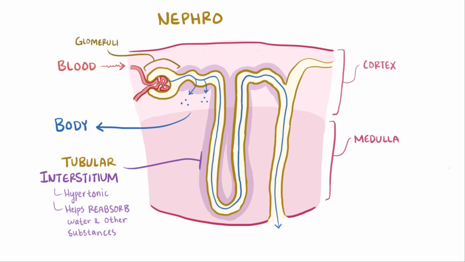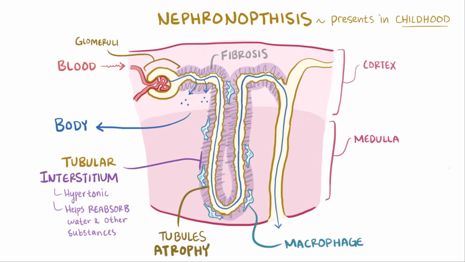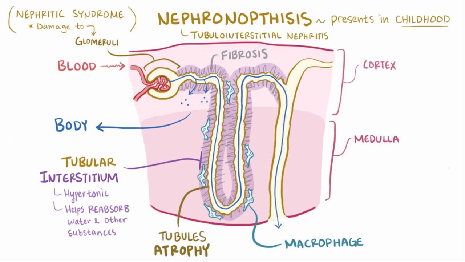Alright, so in nephronophthisis, which presents in childhood, the tubules atrophy and the interstitium gets infiltrated by macrophages and becomes fibrotic. Inflammation of the tubules and the interstitium qualifies nephronophthisis as a tubulointerstitial nephritis. But don't confuse this with nephritic syndrome, which is where red blood cells and protein escape in the urine as a result of damage to the glomerulus.